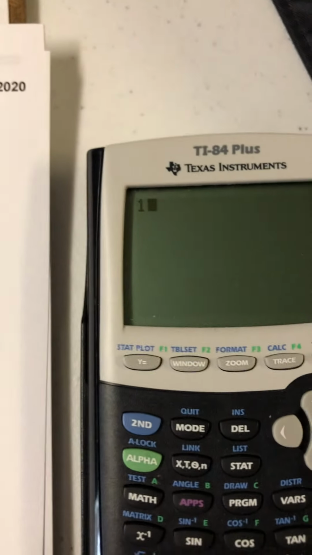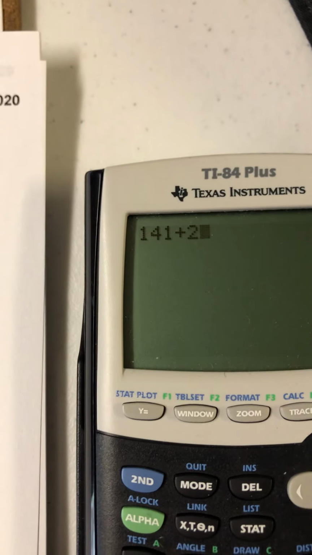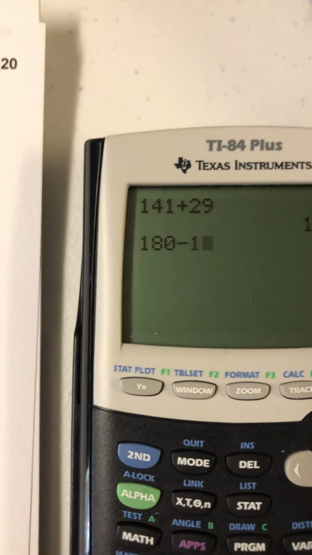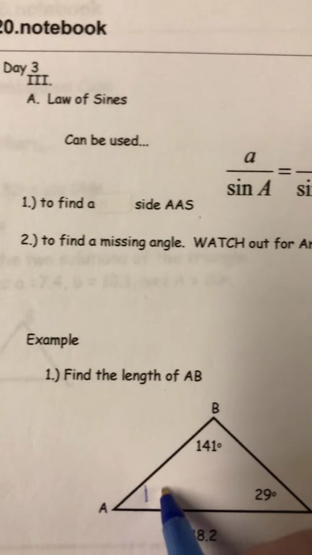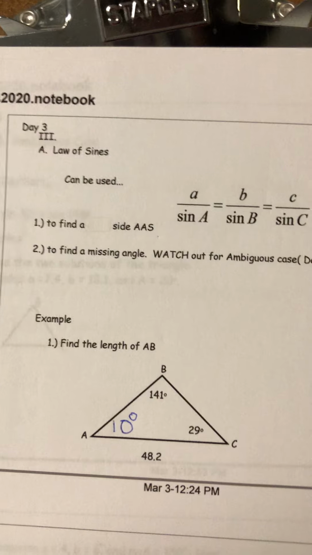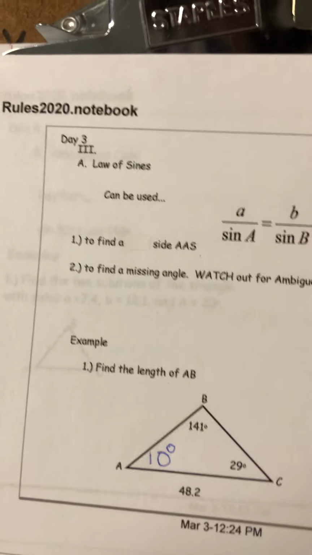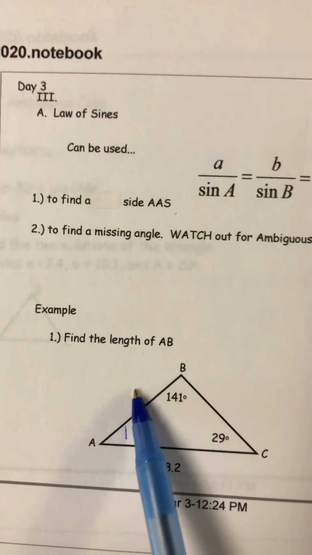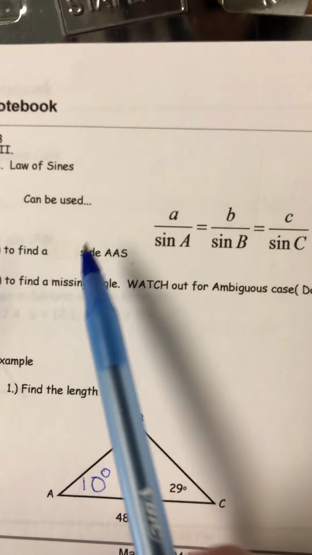Now, obviously, you can find angle A the old-fashioned way. If you remember, add 141 plus 29, that's 170, and subtract that from 180. So obviously, from the good old days of geometry, you can still find the missing third angle. That's not the question. Sometimes they'll ask you to solve for all missing parts, and that's a breeze, right? But sometimes they want us to find this missing side here. So we need to use what's called the law of sines.